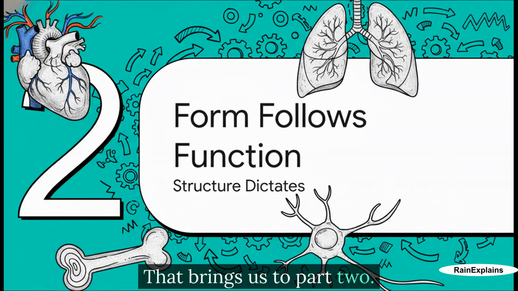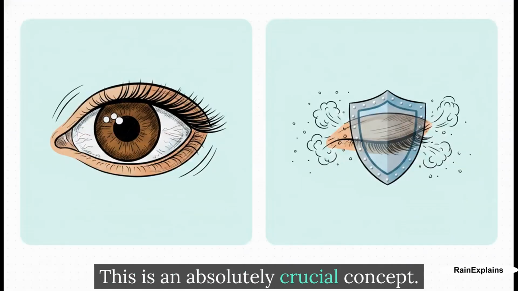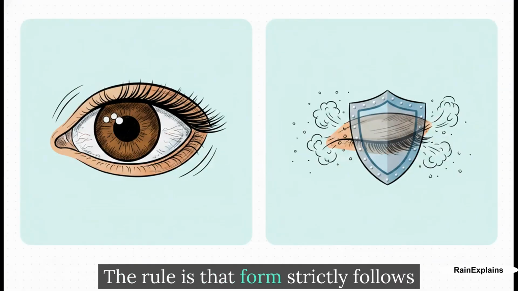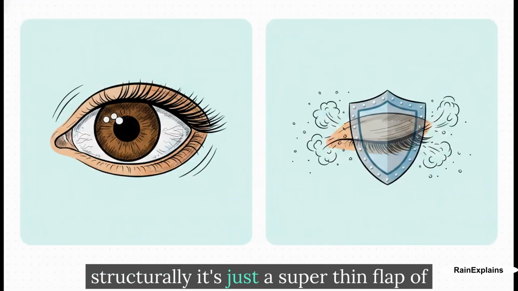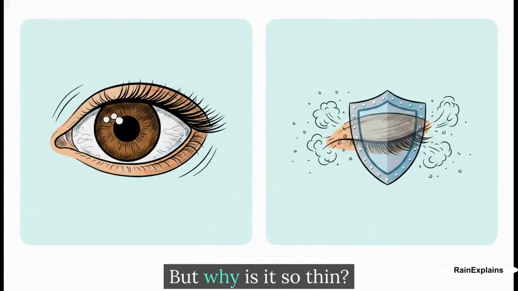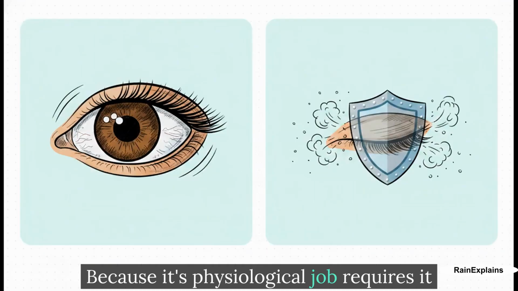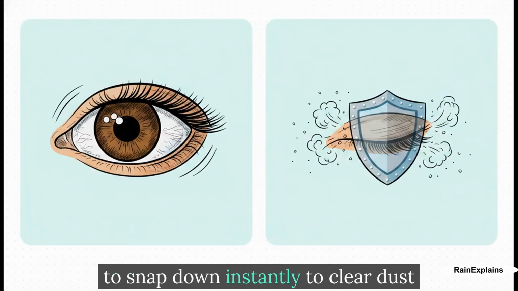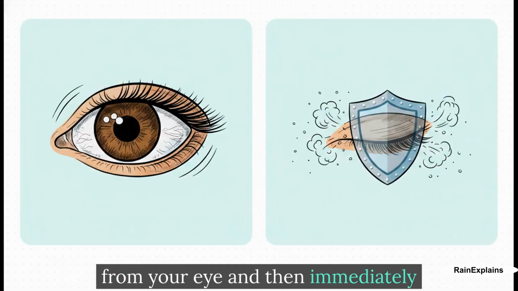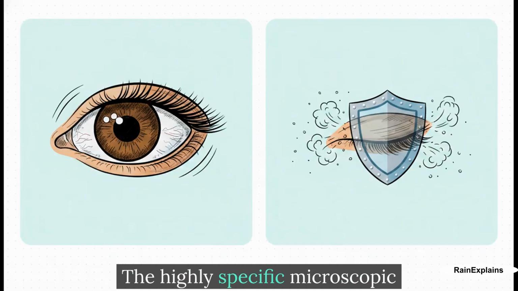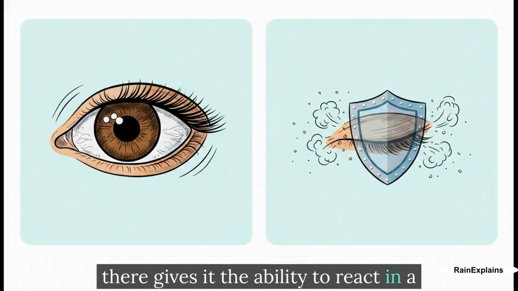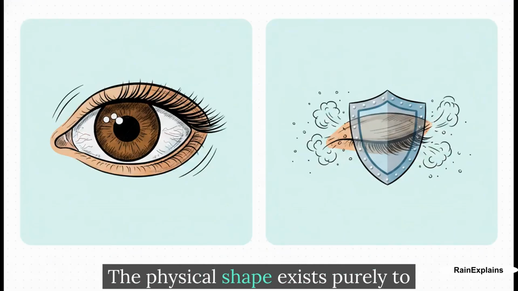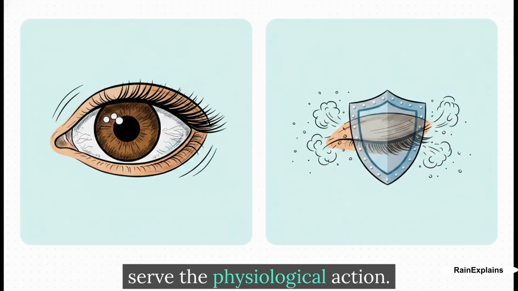That brings us to part 2, form follows function. This is an absolutely crucial concept. The rule is that form strictly follows function. Take your eyelid, for example. Structurally, it's just a super thin flap of tissue. But why is it so thin? Because its physiological job requires it to snap down instantly to clear dust from your eye and then immediately slide back up so you can see. The highly specific microscopic arrangement of nerves and muscles there gives it the ability to react in a fraction of a second. The physical shape exists purely to serve the physiological action.